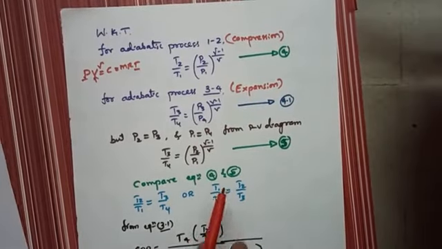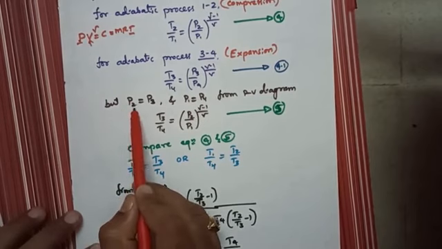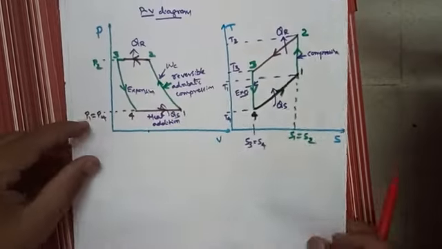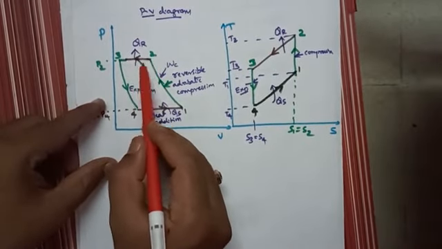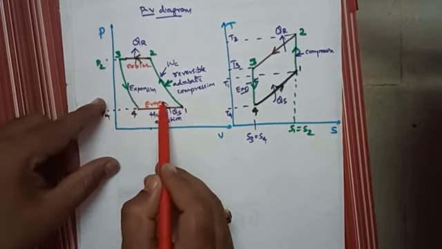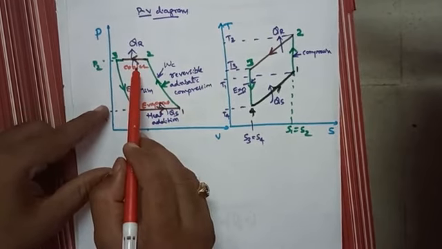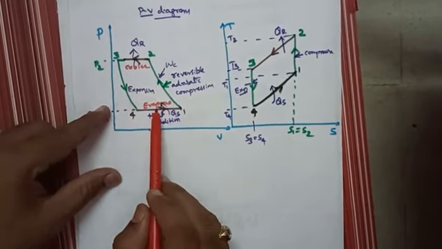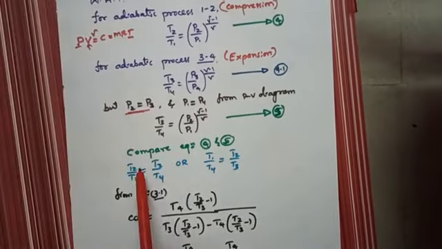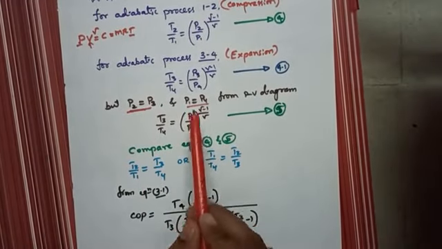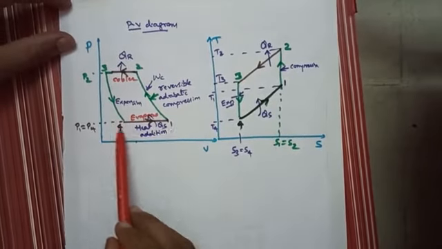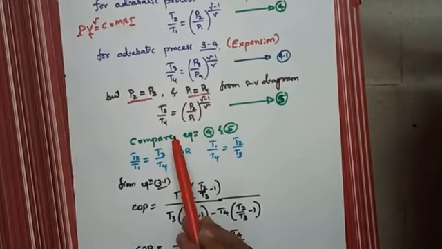Same thing you have written here. But the condition is P2 is equal to P3, because it is a constant pressure heat rejection process. Here this is in the cooler, and this is in the evaporator. In the cooler, that is the heat exchanger, and in the evaporator, both are constant pressure processes. So P2 is equal to P3, that condition I have supplied, and similarly P1 is equal to P4. Okay, P1 is equal to P4. This is the PV diagram for the Bell-Coleman cycle.